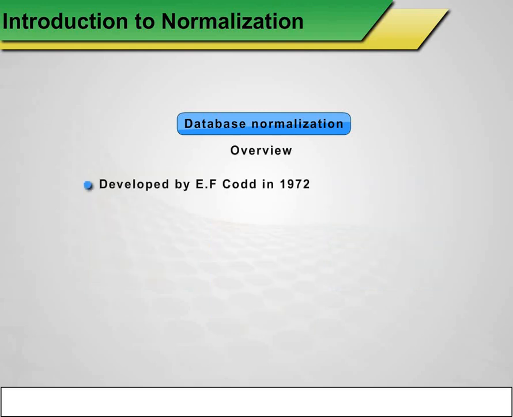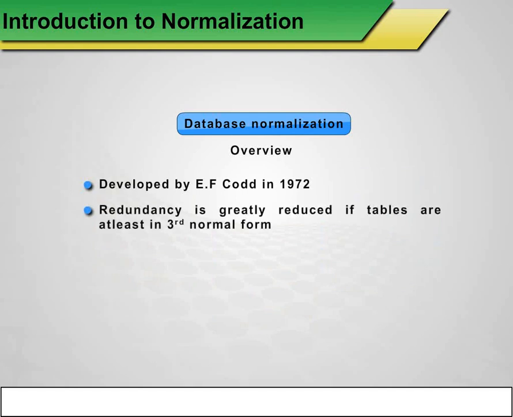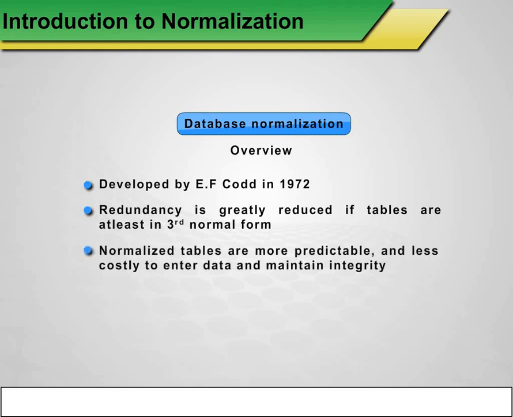Overview. Developed by E.F. Codd in 1972. Redundancy is greatly reduced if tables are at least in third normal form. Normalized tables are more predictable and less costly to enter data and maintain integrity.